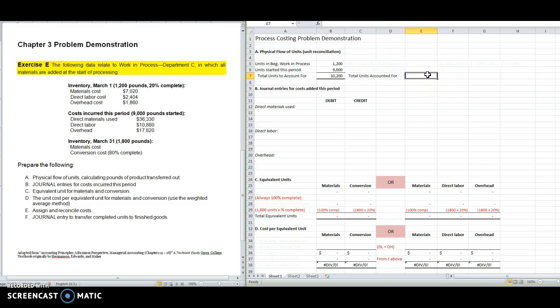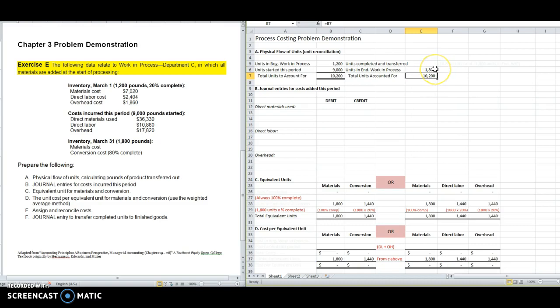Next, we need to explain what happened to those units. We know that the total units to account for and the total units accounted for have to be the same. So we are going to make sure that those totals are the same. There are only two things that can happen to units. Either they're completed or they're not completed. So we need to document what was completed and what wasn't completed. We know that in ending inventory, which is March 31st, we have 1,800 pounds.